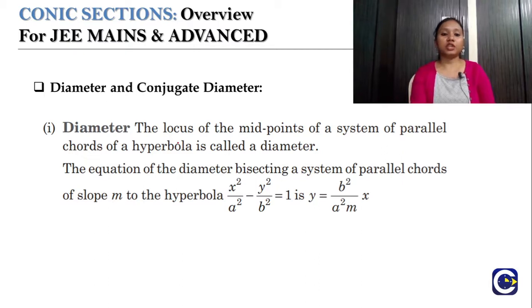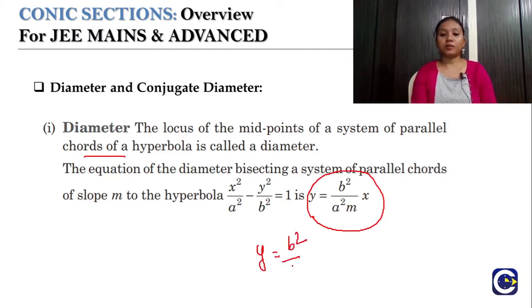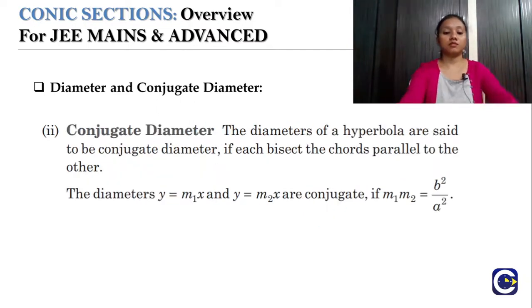So diameter we already know. The locus of the midpoints of a system of parallel chords of a hyperbola. So it's the locus of midpoints of a system of parallel chords. That we already know. So that is actually the diameter, and the equation of the diameter here, with a slope of m, is y equal to b square by a square m into x. So this is the equation of the diameter which is bisecting the system of parallel chords. In simple terms, the equation of diameter is y equal to b square by a square m into x. Similarly, we will be having a conjugate diameter too.